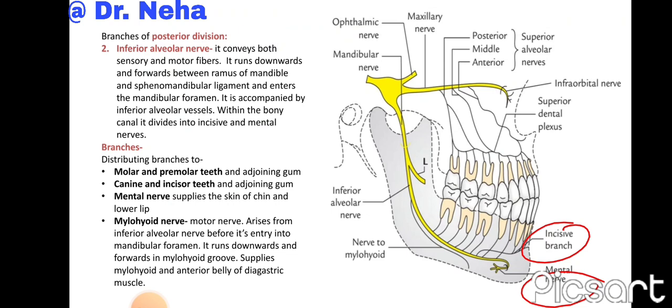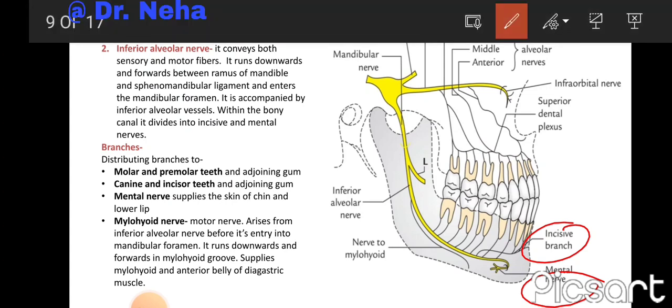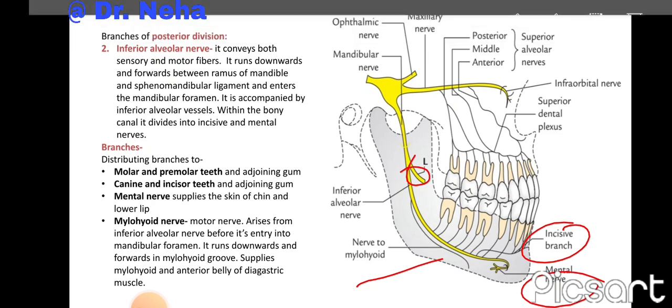It is giving mylohyoid nerve, which is a motor nerve. It arises from inferior alveolar nerve before its entry into the mandibular foramen. It runs downwards and forwards in mylohyoid groove and it supplies mylohyoid muscle and anterior belly of digastric muscle. So in the diagram we can see the nerve to mylohyoid and the inferior alveolar nerve.